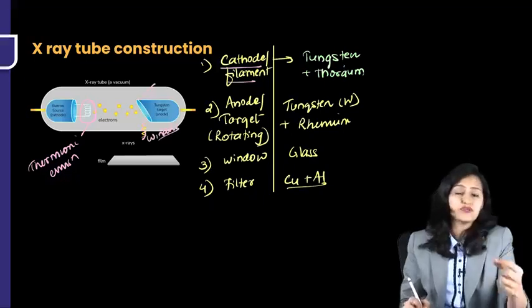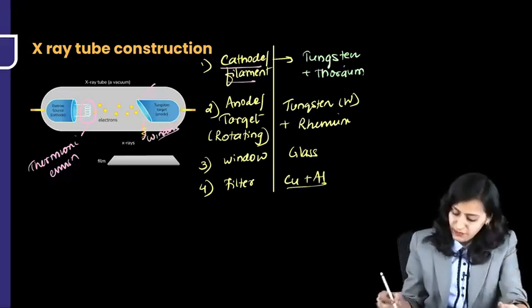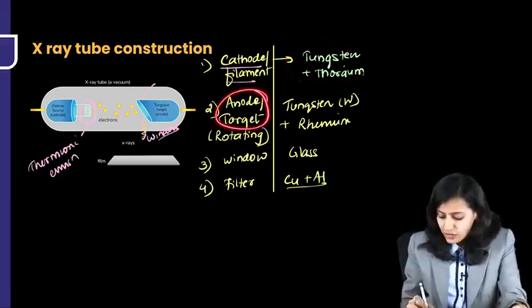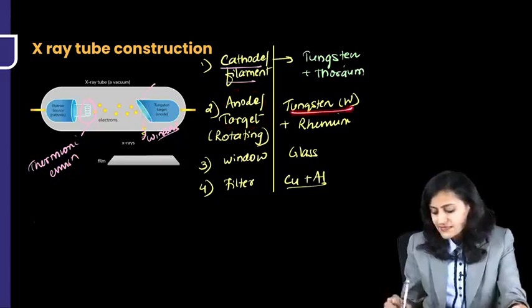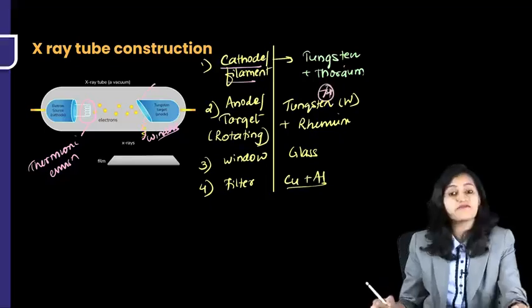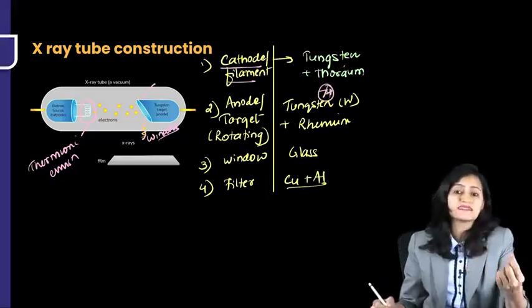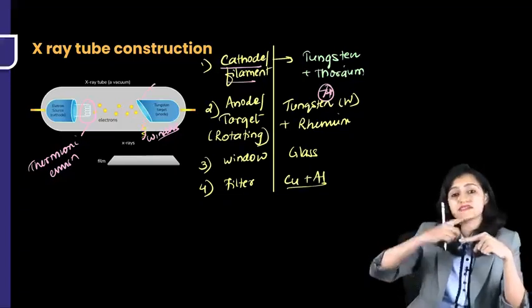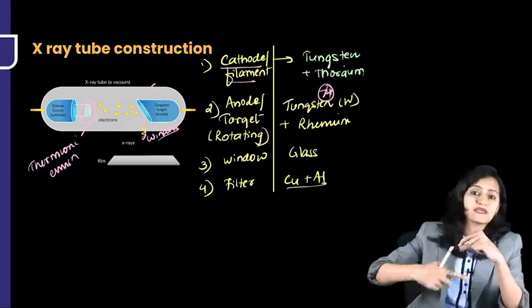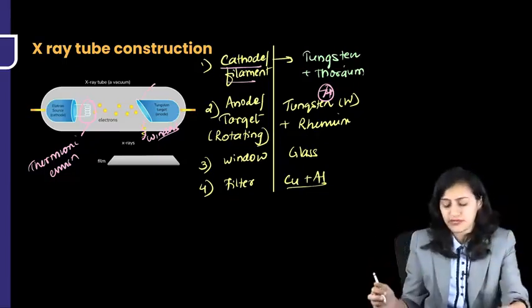So what is this cathode or filament made up of? It is made up of tungsten plus thorium, TT. What is the anode or target made up of? Tungsten plus rhenium. The atomic symbol of tungsten is W and atomic number is 74. Between the cathode and anode, which is rotating in the X-ray tube? It is the anode which is rotating, not the cathode. The rotating anode increases the shelf life of the X-ray tube.